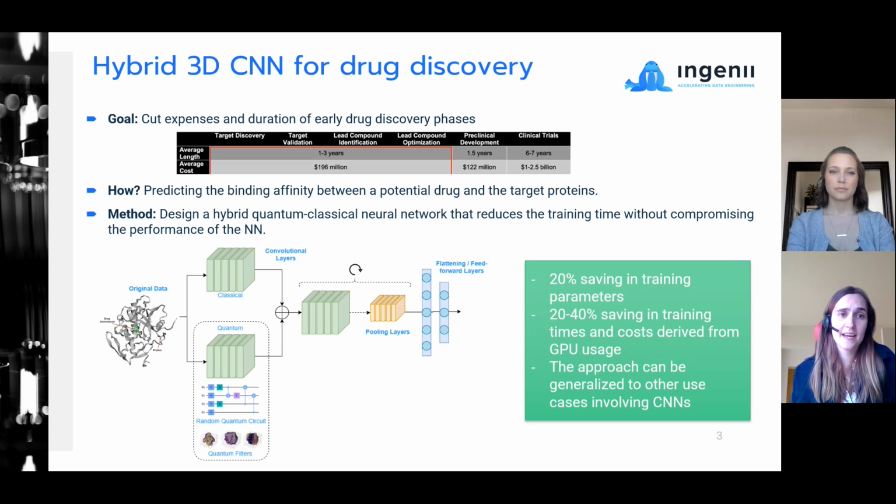There are existing classical neural networks that are very accurate in predicting this binding affinity. But the problem is that they are very, very complex classical neural networks. This means that they have millions of training parameters, and therefore we need very large data sets, long training times, and expensive computational resources to accurately train these models.